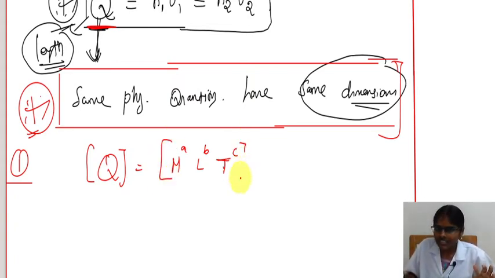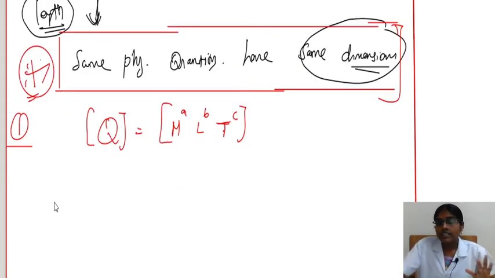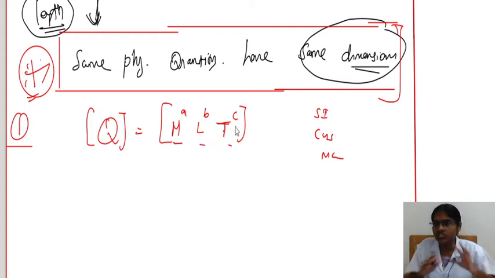So let's consider this is the general method. Let's consider this is the dimensional formula of the physical quantity Q, right? And now see, it may be SI unit or it may be CGS, MKS, whatever it is, the dimensional formula does not change. Okay, which means the power does not change. MLT will remain the same, right?